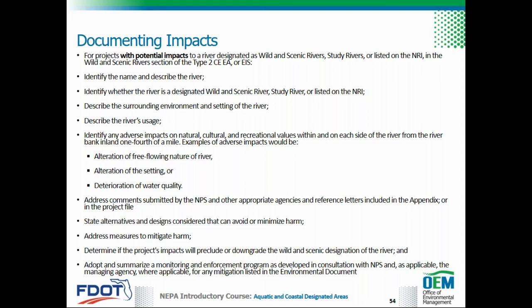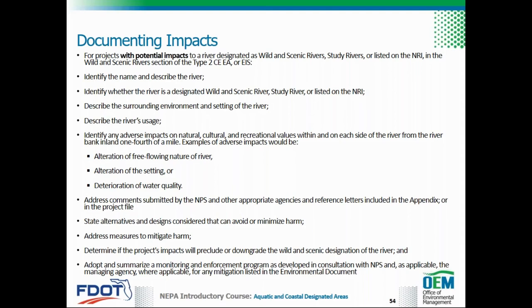Describe the river's usage. Identify any adverse impacts on natural, cultural, or recreational values within and on each side of the river, from the riverbank inland 1/4 of a mile. Examples of adverse impacts could include alteration of the free-flowing nature of the river, alteration of the setting, or deterioration of water quality. Address comments submitted by the National Park Service and other appropriate agencies and reference letters included in the appendix or in the project file.